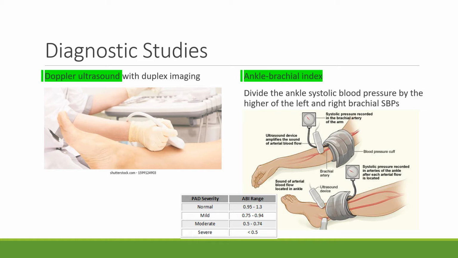The ankle brachial index, ABI, is a peripheral arterial disease screening tool. It's done using a handheld Doppler. The ABI is calculated by dividing the ankle systolic blood pressure by the higher of the left and right brachial systolic blood pressures. We do have guidelines that will help us to determine the degree of peripheral arterial disease based on the ankle brachial index results.